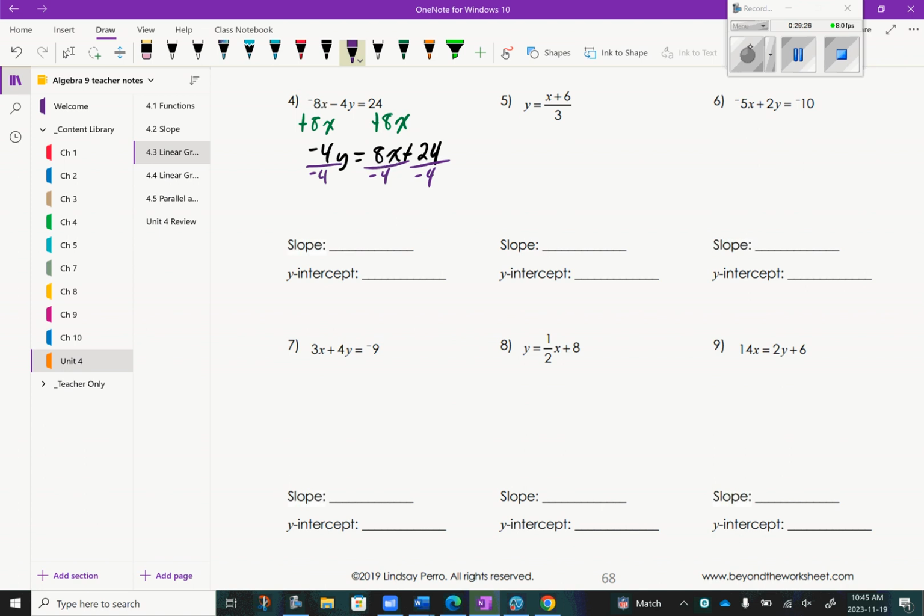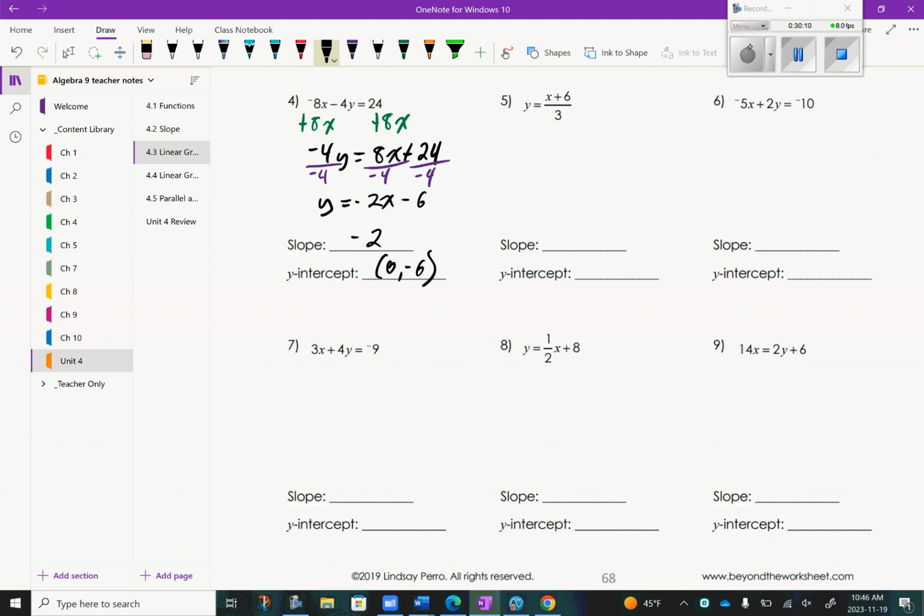So step number 1 is to inverse operation, either add or subtract the x term from both sides. Step number 2 is then going to be divide by whatever's in front of the y. Divide by that coefficient. So in this case, y is equal to, again, take the x, set that to the side, deal with the numbers. 8 divided by negative 4 is negative 2. And then 24 divided by negative 4 should be negative 6. So our slope here is negative 2. The y-intercept is at 0, negative 6.